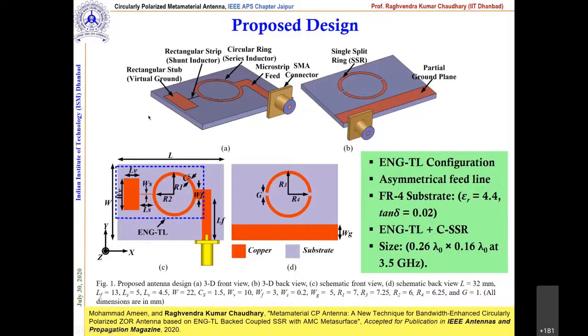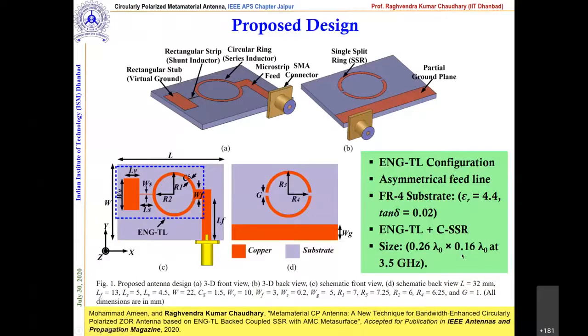Now these are the parameters I put over here, and the size is 0.26 by 0.16 lambda naught square at 3.5 gigahertz. Mainly we designed this for sub-6 gigahertz. Now if you see the design stages, I'll try to explain how the CP is coming in. And this is what is actually interesting, and this is the idea that I want to discuss with you. So this is the top view.